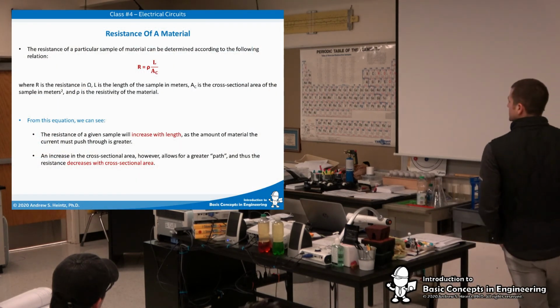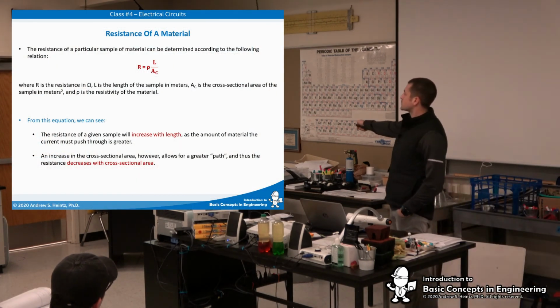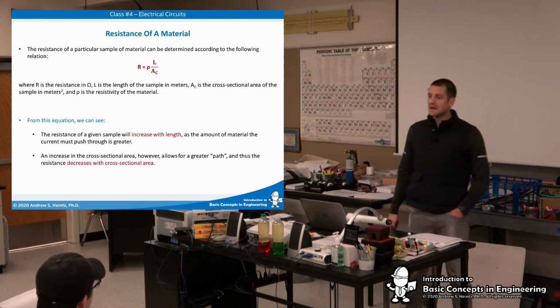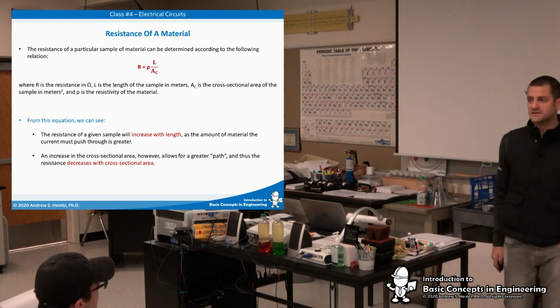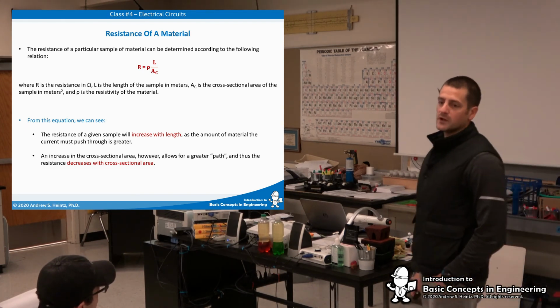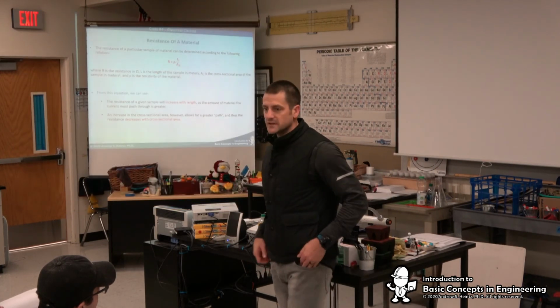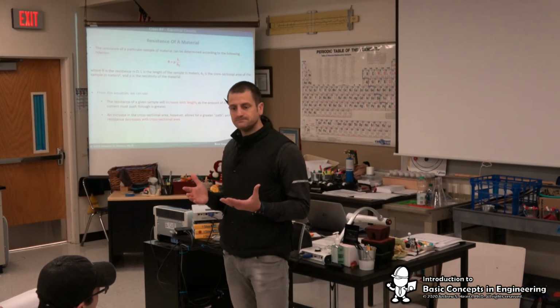So the resistance of a particular sample can be determined using the following: R, which is our resistance, equals rho times length divided by the cross-sectional area. Okay, so that's a great formula. We can write it down, we can memorize it, whatever. But I want to functionally talk about this from a making-sense standpoint.